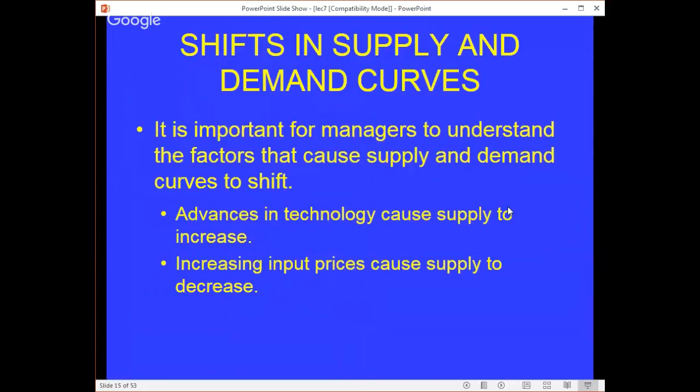It's important for managers to understand what factors cause supply and demand curves to shift. And we talked about demand and supply curves under perfect competition. We're talking about the market supply and demand. Things like advances in technology, which cause supply to increase, or changing input prices, cause supply to change.